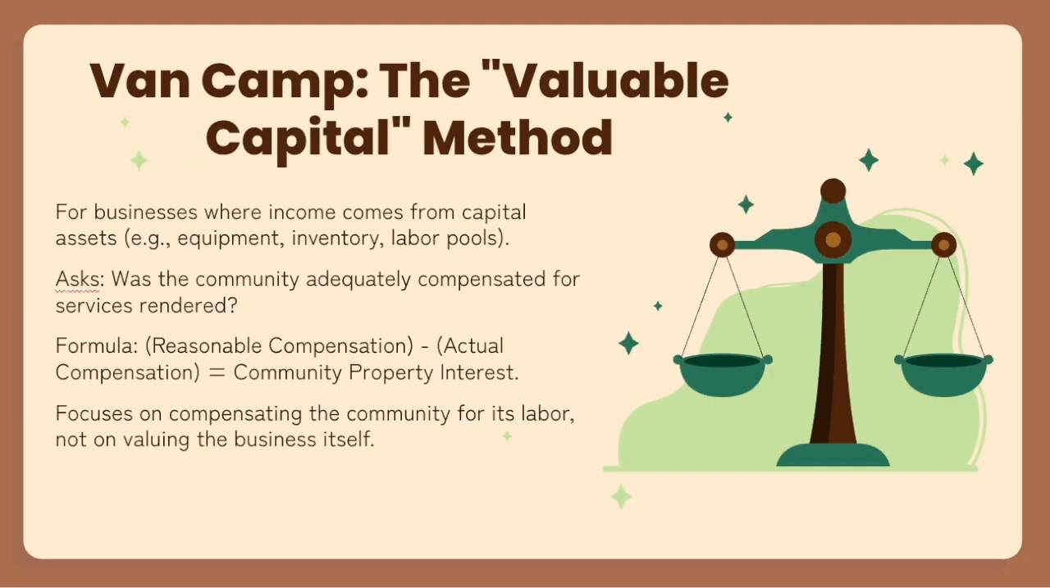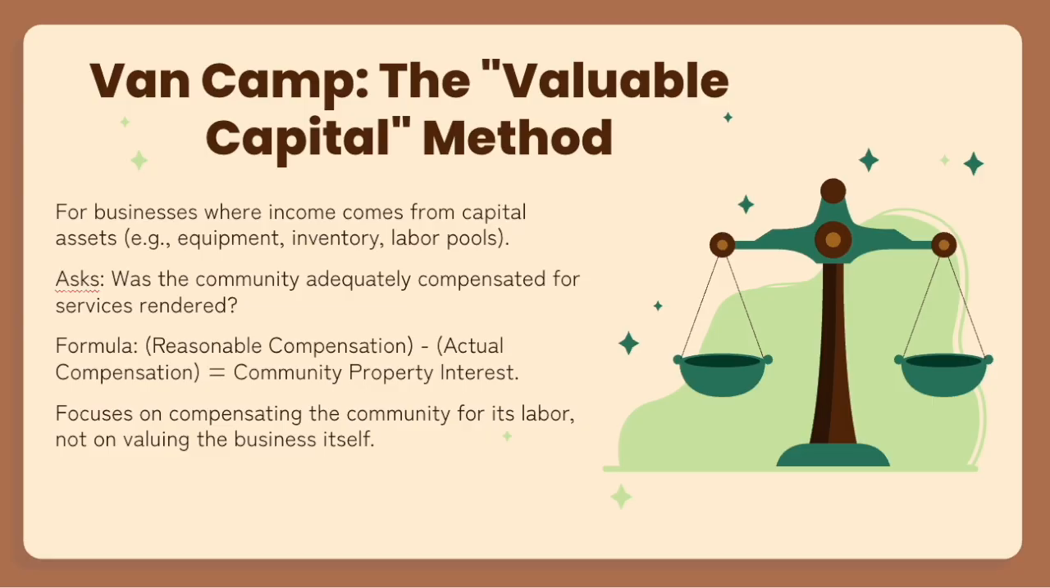The Van Camp method applies to valuable capital businesses, those that rely on assets like machinery, inventory, a large workforce, generally like equipment, items, that kind of thing. The most important question to consider is whether the community was fairly compensated for the extensive work that they contributed. It's essential to examine not only the financial compensation, but also the value of their efforts and impact of their labor on the overall project.